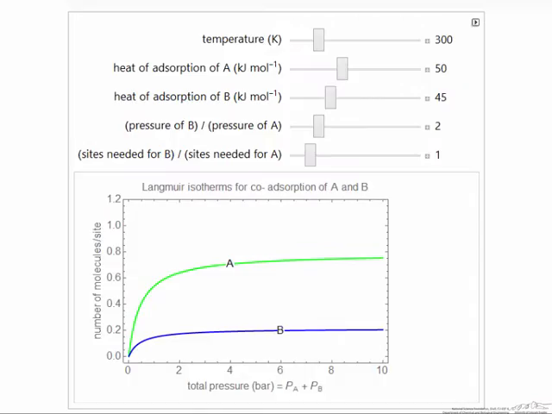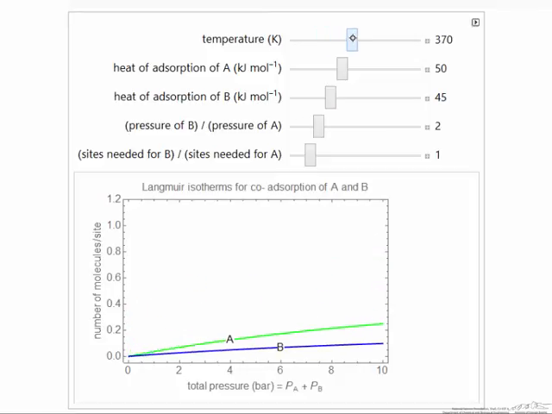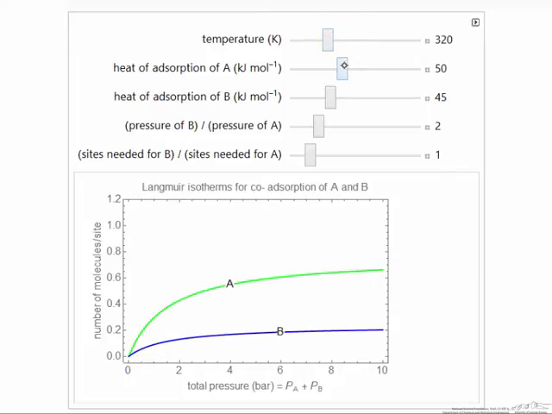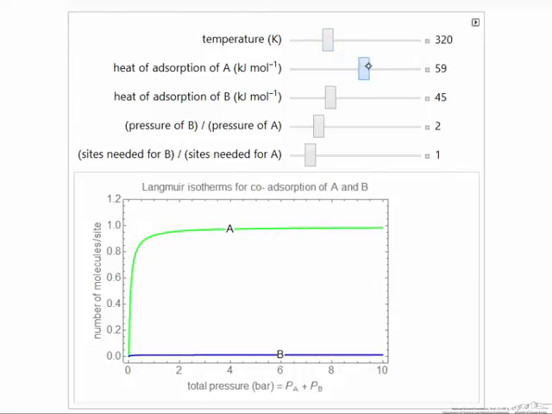So here's the interactive simulation, and you can see as we raise the temperature by moving the slider, then the coverage goes down significantly. If I raise the heat of adsorption of A, then you notice that it doesn't take a huge difference, 15 kilojoules per mole, and essentially the surface is covered with A in a mixture.